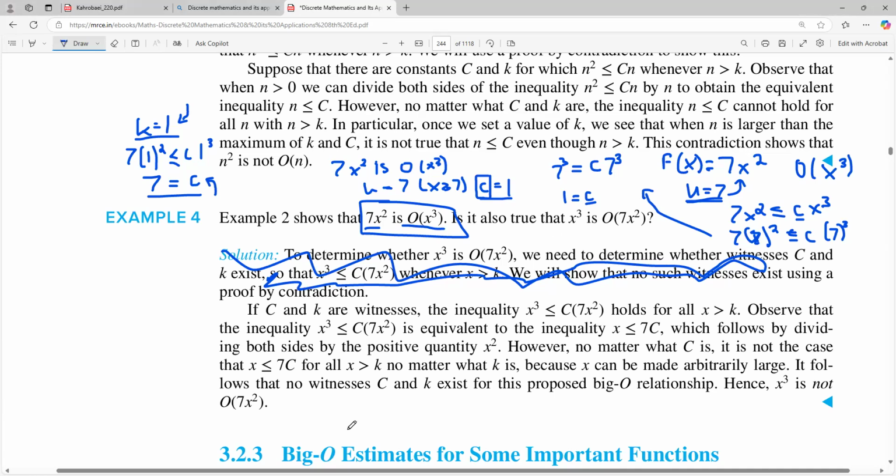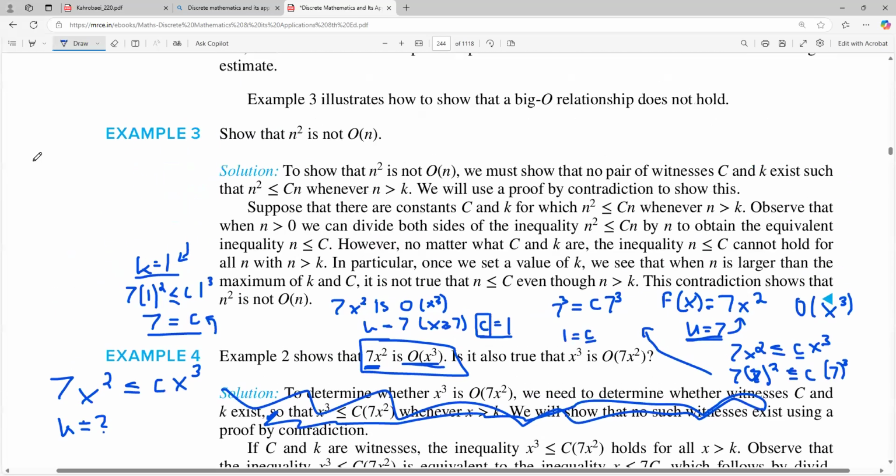Any questions? Someone in the chat just asked if you could go over it again. Okie dokie. So we want to prove that 7x squared is big O of x cubed. What is the definition of it? That means that 7x squared is less than or equal to some c times the second function, which is in this case x cubed, right? For some k, right? Some k value. And remember, we could choose the k value.